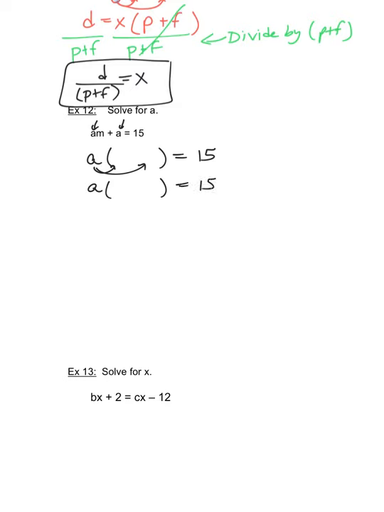So a times m is am, and then a times positive 1 would give me back a. And now I can isolate a. Those two a's have now become just one a. I can now just divide by m plus 1, divide by m plus 1, and we're done. A equals 15 over m plus 1.